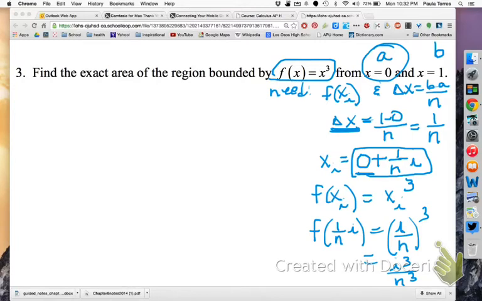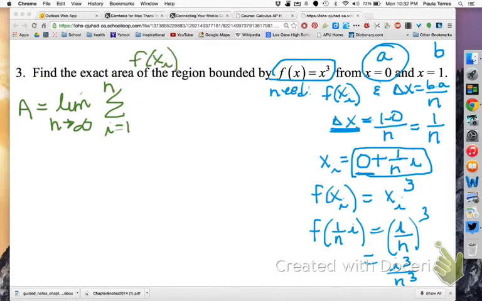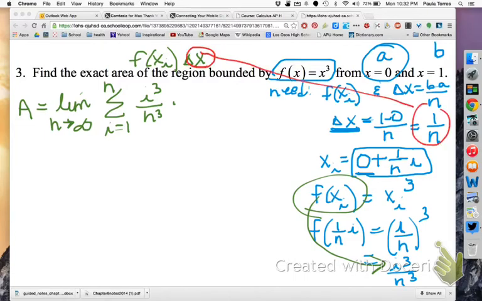And now I can plug that into my exact area formula, which is the limit as n goes to infinity of the sum i equals 1 to n. And remember, it's f of x sub i, those are the heights of the rectangles, times delta x, which is the width of the rectangles. And so now I have f of x sub i, it's right here. So I have i cubed over n cubed times, and I know delta x is over here, which is 1 over n.